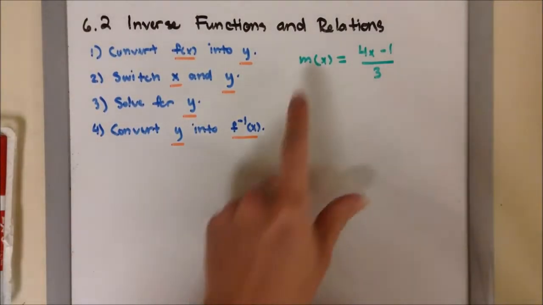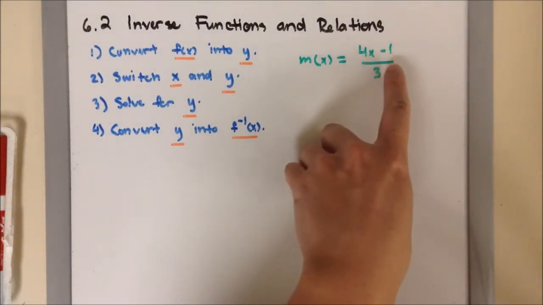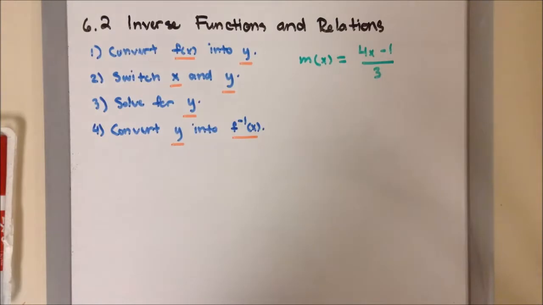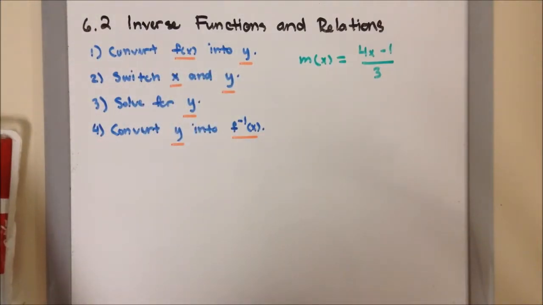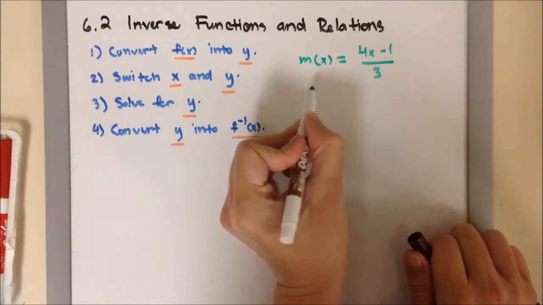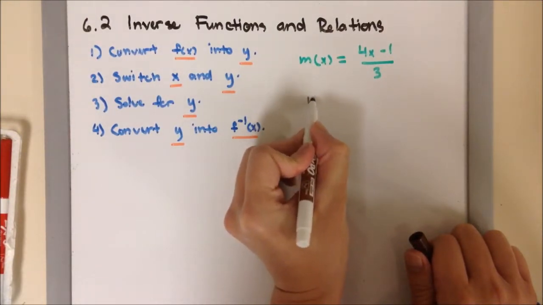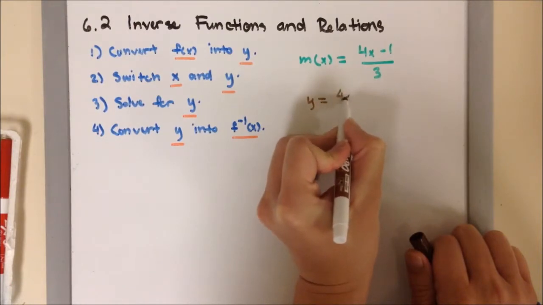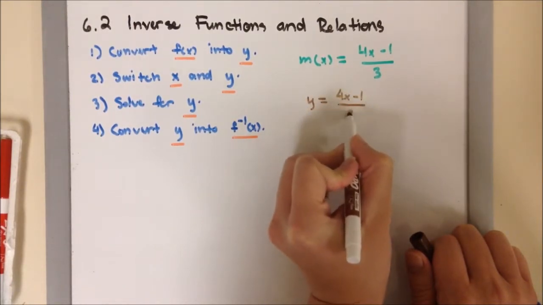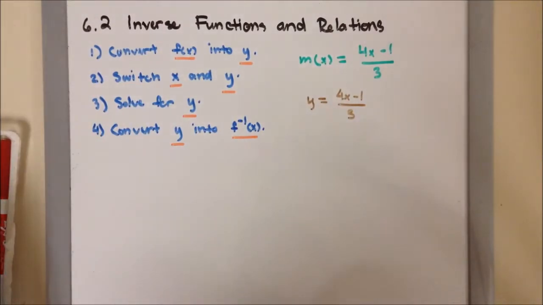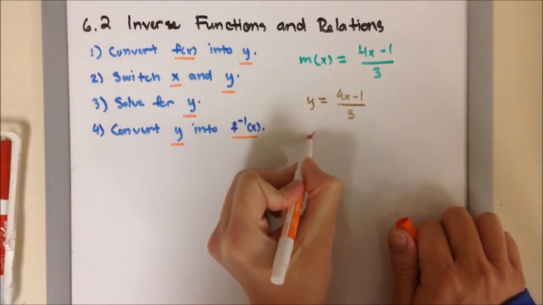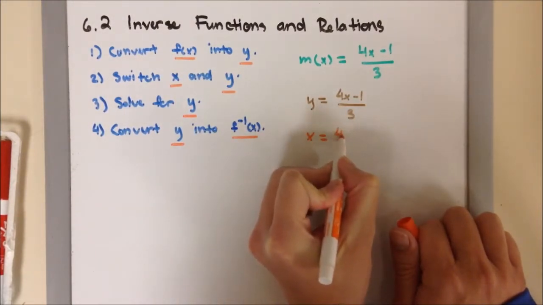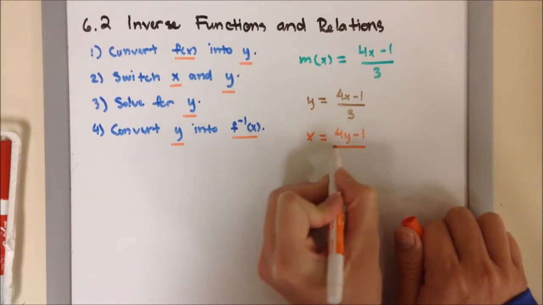In this third example, we have m of x equal 4x minus 1 divided by 3. So let's do step 1. Convert f of x into y. So in this case, we're going to convert m of x into y. So it's going to be y equal 4x minus 1 over 3. After that, you're going to switch the x and y in their places. So when I switch them, I'm going to have x equal 4y minus 1 divided by 3.